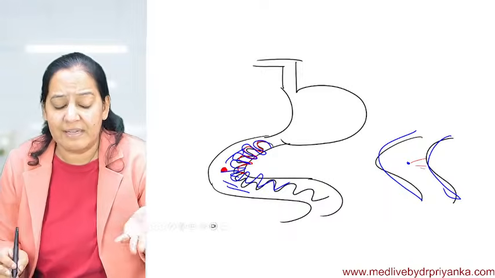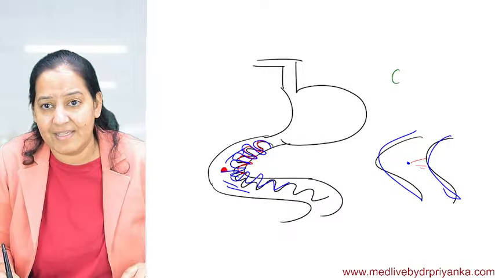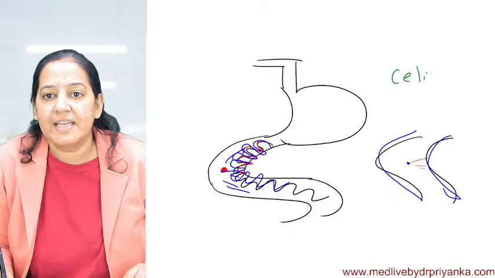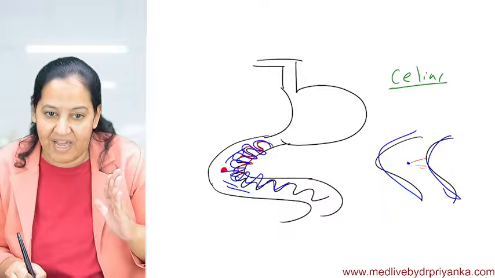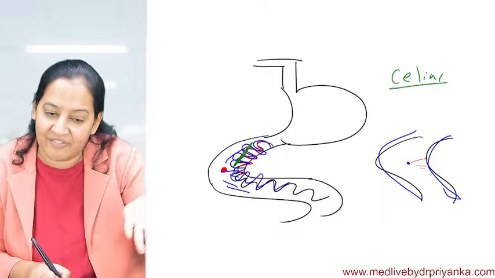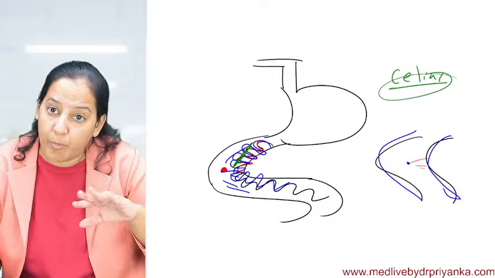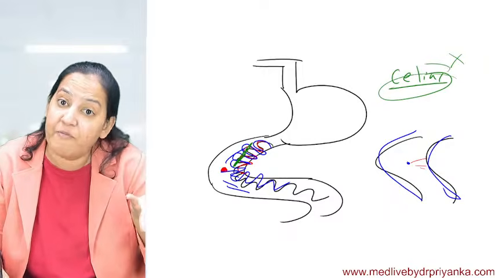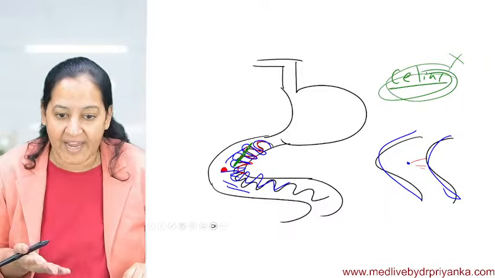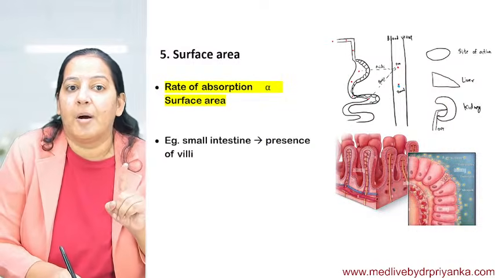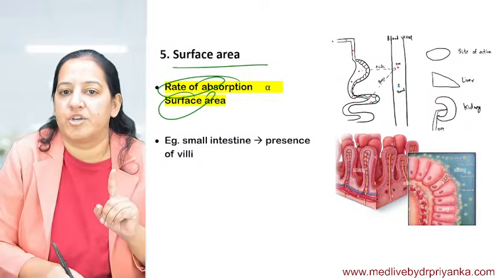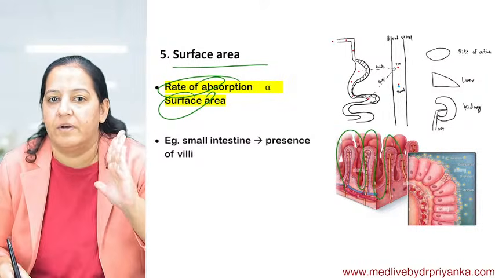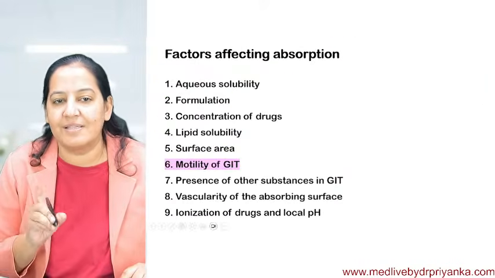There is a disease known as celiac disease. I teach you in pathology, celiac disease, in which there is flattening of the villi. If the villi get flattened, the surface area reduces and absorption doesn't happen; it's a type of malabsorption disorder. So the more the surface area, the more the absorption. You can appreciate the villi over here. The intestine has villi, so that is the surface area.